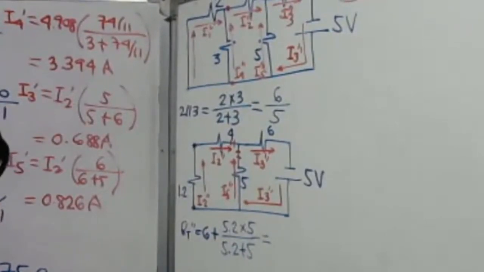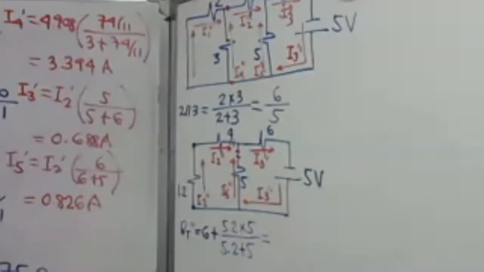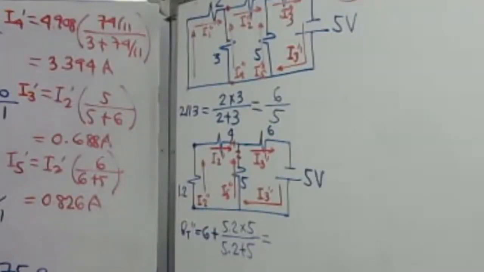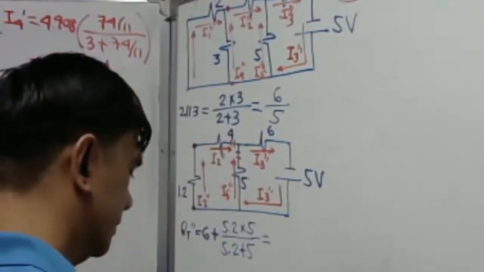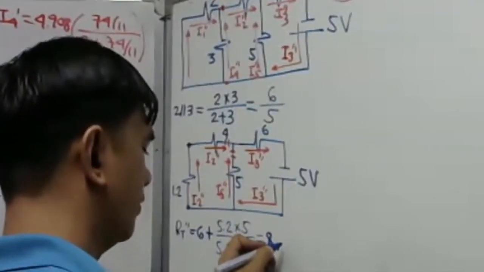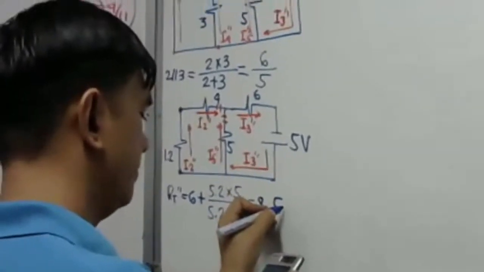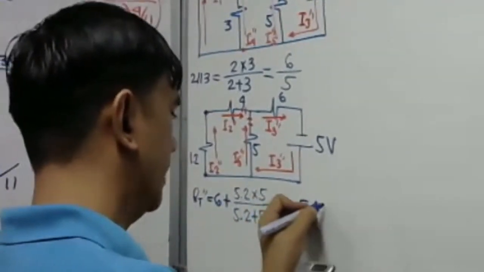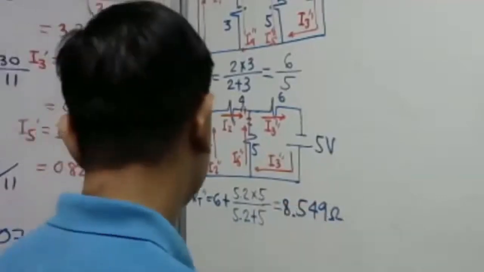So let's calculate. 5.2 times 5, then divided by 5.2 plus 5. So, that's 2.549 already. Then we have to add 6 here. Plus 6 equals, so the answer will be 8.549 ohms. That is our total resistance.